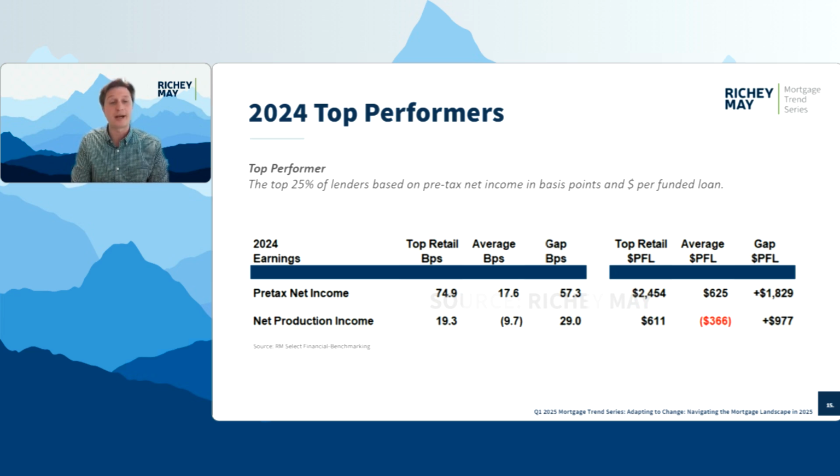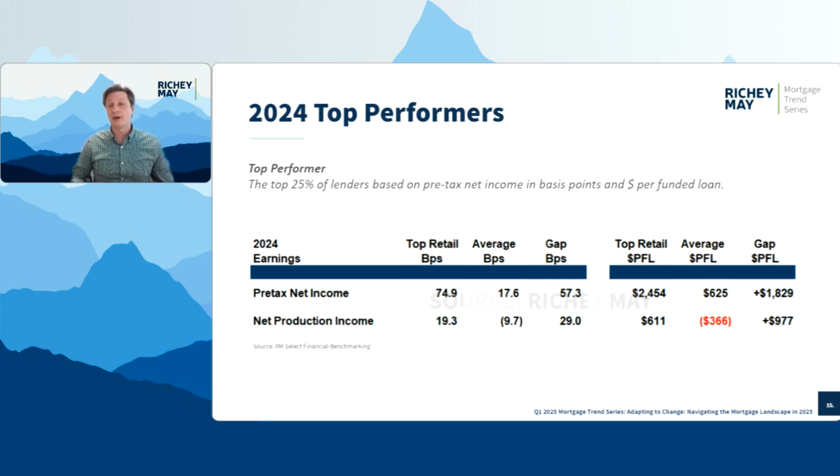And so here's a couple measures I want to highlight before we get into some of the other results. Pre-tax net income is essentially your GAAP net income. This is what we base it off of. If you look at the average, similar to what the waterfall showed, the average was 18 basis points, and that's what we're showing here. But there's quite a significant gap between the average and the top lenders. We're talking about 18 versus 75 basis points. It's a 57 basis point difference between the top and the average. And on a dollars per loan perspective, we're talking about $1,800 per funded loan.